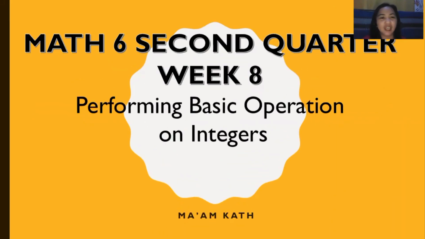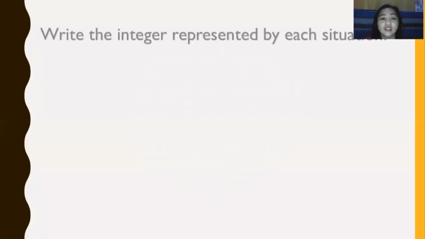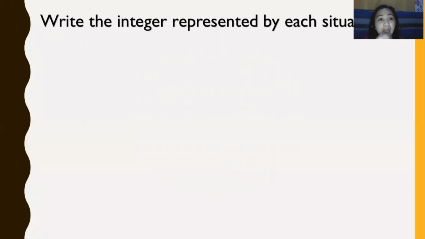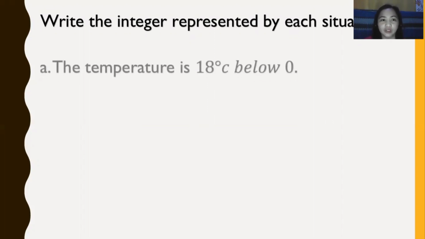I will be discussing week 8 of Math 6 second quarter, and that is performing basic operation on integers. First, let us have a review of what we had in our week 7. Actually, I already introduced the addition and subtraction of integers in week 7. Now, let's review on how to represent situation using integers, or write the integer represented by each situation.